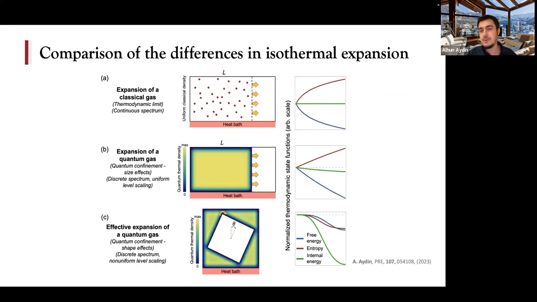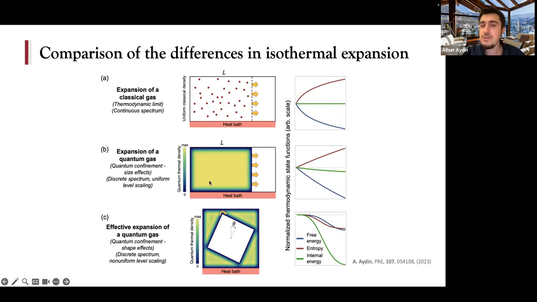And one of the implications of this, for example, is that we can compare the isothermal expansion process in different systems. For example, in this A, you see the expansion of a classical gas, isothermal expansion. So what you expect, so these blue, red, and green ones are free energy, entropy, and internal energy. So internal energy stays constant, it doesn't change. And entropy and free energy behave oppositely. Free energy decreases, of course, when the gas expands, and entropy increases because there are more available states.